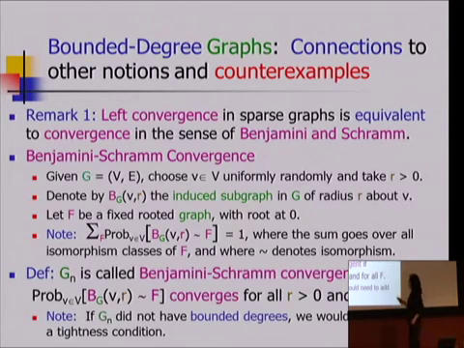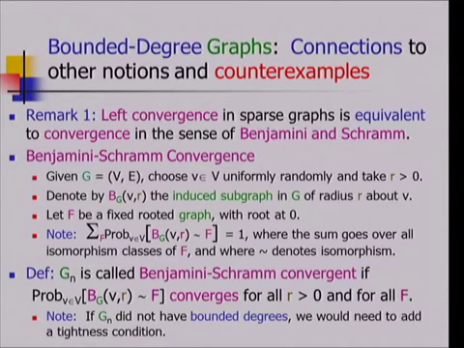What they said is that a sequence of sparse graphs is convergent if the probability, over the choice of the vertex, that the induced graph on the ball of radius r is isomorphic to some given F converges for all radii and for all F's. Then it's Benjamini-Schramm convergent. That's a very natural notion. That's saying that locally things are converging. Notice that if G_N didn't have bounded degrees, they would still talk about a sparse graph, and then I would have to put in a tightness condition, but here I don't have to because I've got bounded degrees. This is a very natural notion, and it turns out that this is the same notion as our notion of left convergence for these graphs.